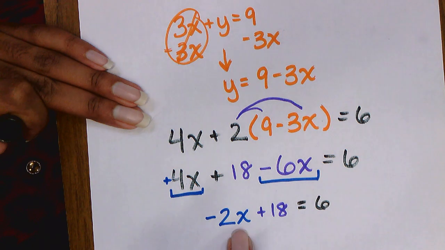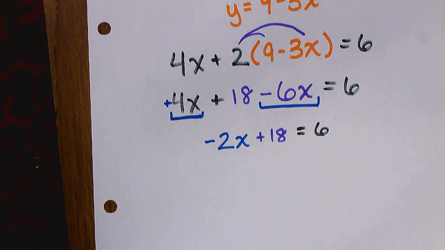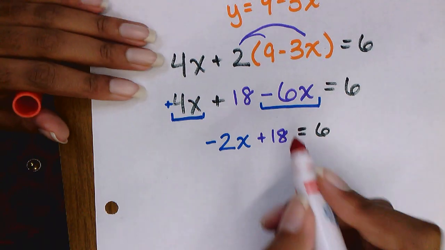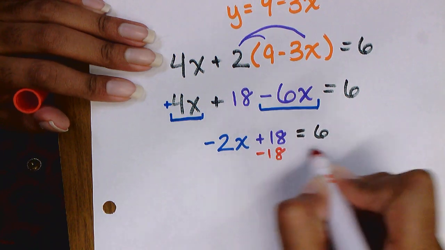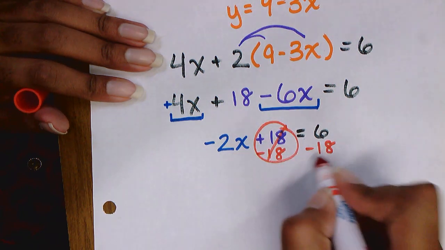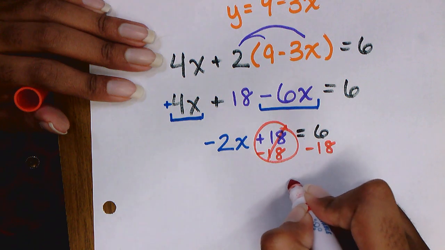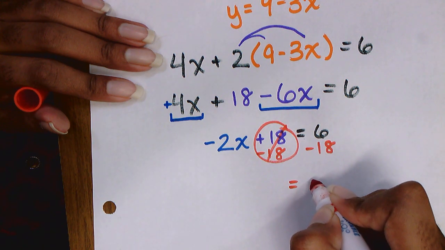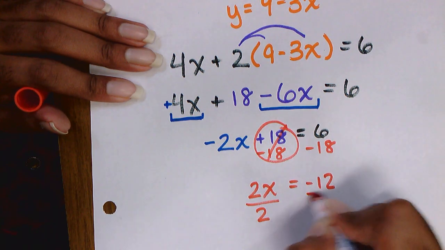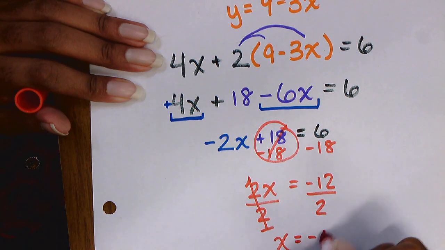So now we can solve for x. So here, we want to use algebra. There's lots of different ways you can approach this. I'm going to just do it the normal algebraic way. I'm going to subtract 18 from both sides. 6 minus 18, is that negative 12? I think that's negative 12. Yes. Negative 12 is equal to negative 2x. And I'm going to divide both sides by negative 2. That creates a 1 pair. So x is equal to 6.